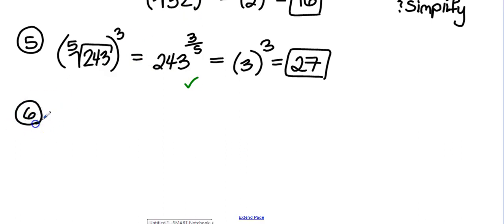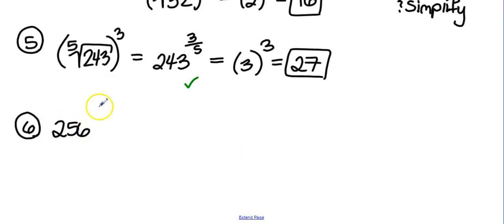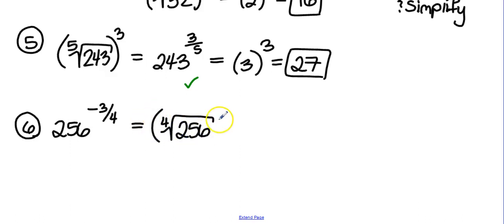Number 6, we've got 256. I'm going to write that a little lower. 256 raised to the negative 3/4. Always look at the denominator first, because this is my root. So to rewrite this, that is going to be the fourth root of 256 raised to what power? What's the power? The power is -3.